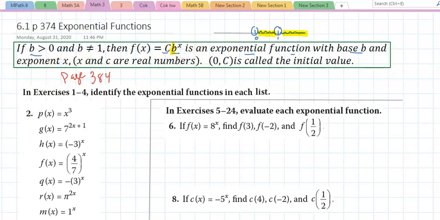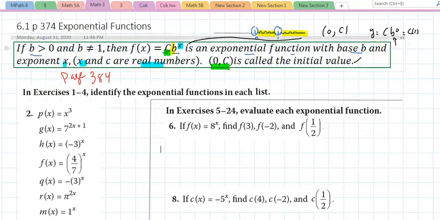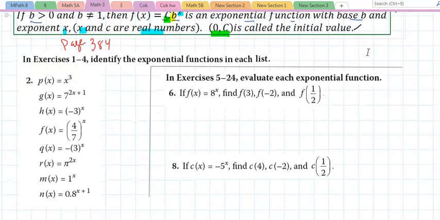Exponent is called x, it's right there. That could be any number. There's no restriction on that. Now, if I replace x by 0 right here, do you see that y would equal c times b to the 0? And what's any number raised to the 0 power other than 0? Isn't that a 1? So the point (0, c) is a must. This c, if you let x equal 0, is called the initial value. Very useful.